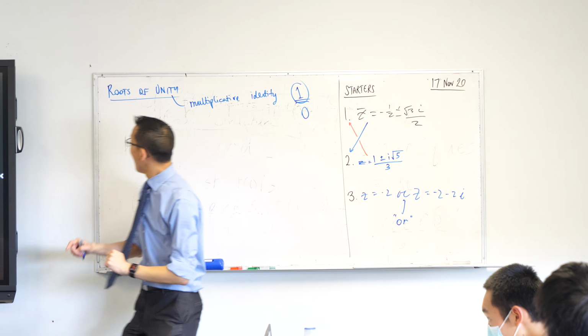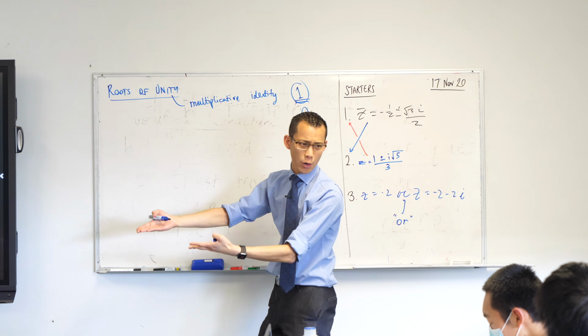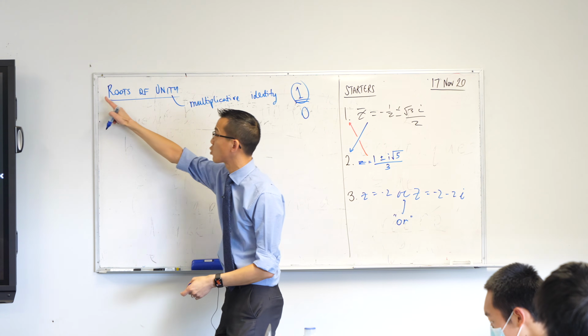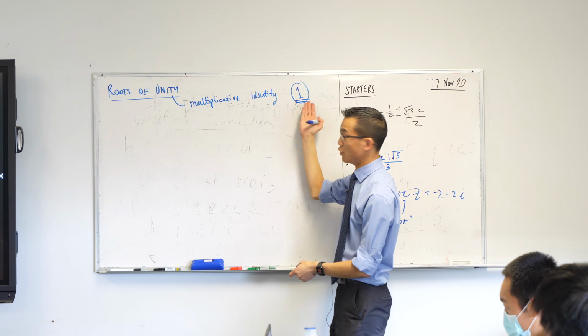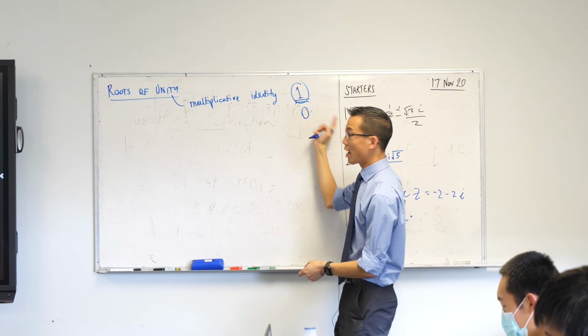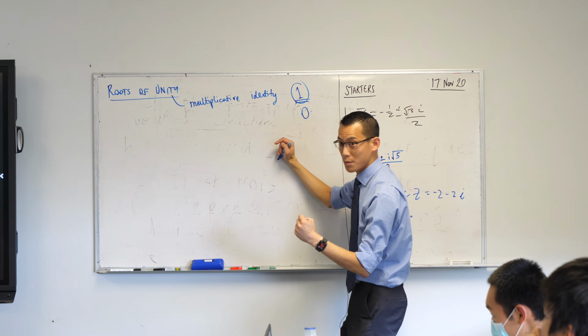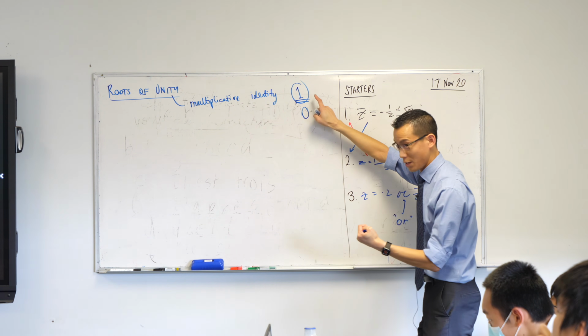Okay, so let's start with the first one, which is we've looked at the square roots of unity. You can work out what they are, by the way. What are the two complex numbers that if you multiply them by themselves will give you 1?